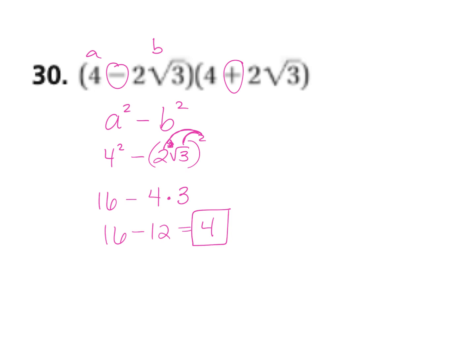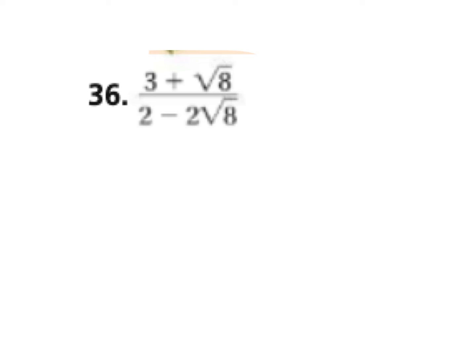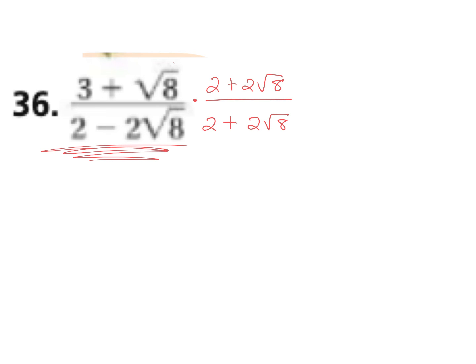Okay, and then last one is over here. Remember the rule on this. This is number 36. You are multiplying by the conjugate over itself of your denominator. So if it's 2 minus 2 rad 8, sorry, it's so pixelated, we're going to do 2 plus 2 rad 8 on top and bottom. Okay, so now let's FOIL this. 3 times 2 is 6. 3 times 2 rad 8 is 6 rad 8.